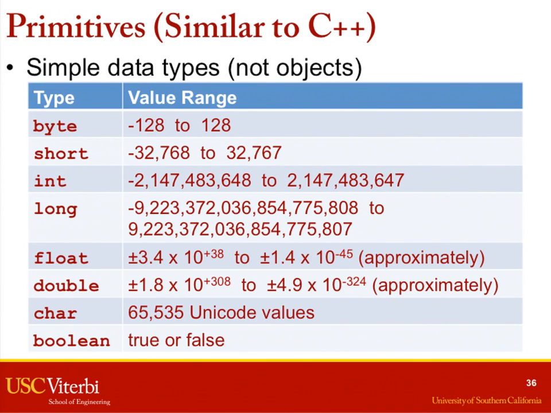Simple data types. These are known in Java as the primitive data types. Notice that they're all lowercase. We have byte, short, int, long, float, double, char, boolean. Is there anything you don't notice?